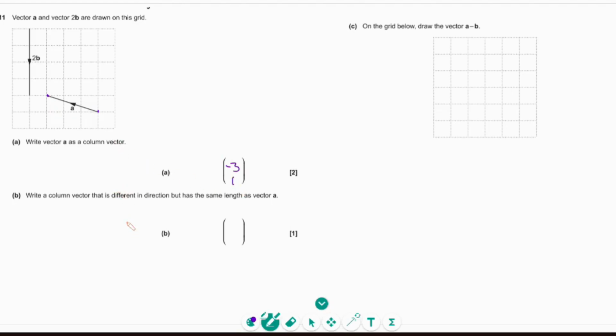Write down a column vector that is different in direction but that has the same length as vector A. So I might just think about, if it's got a different direction, if we flip this arrow here, we'd have 3, -1.